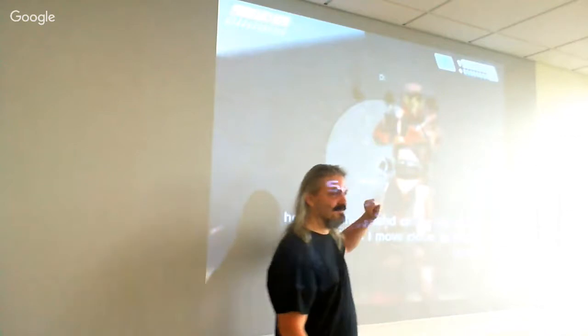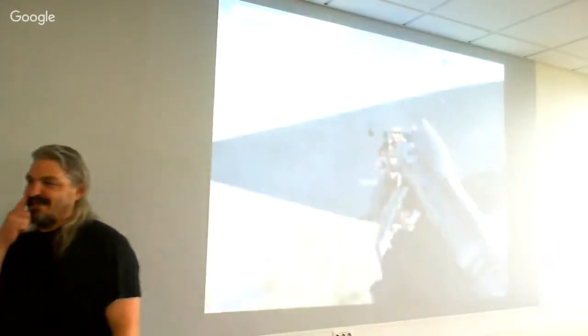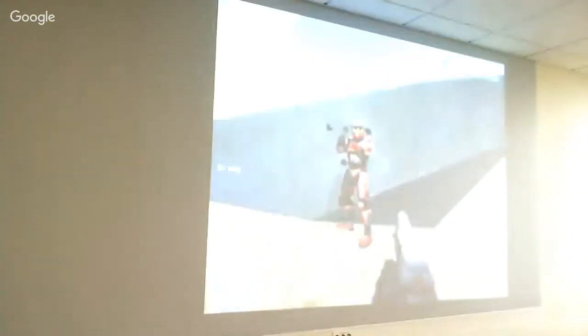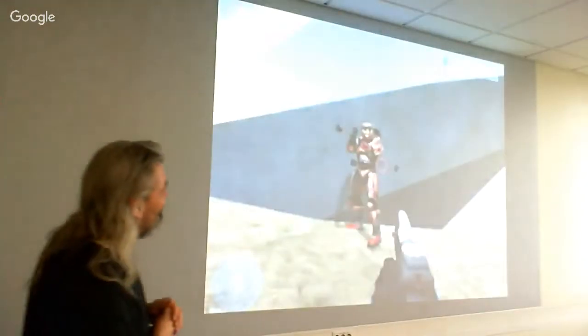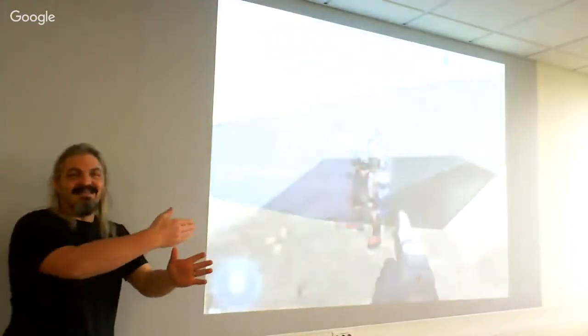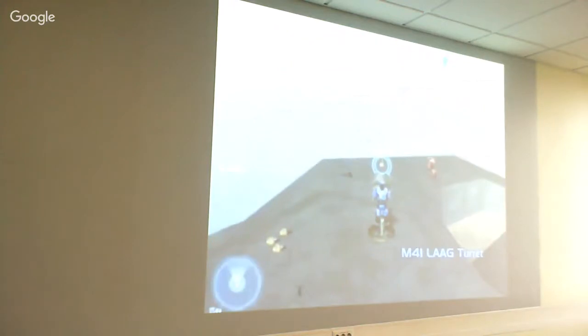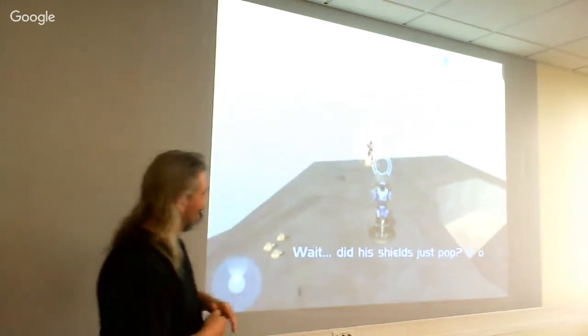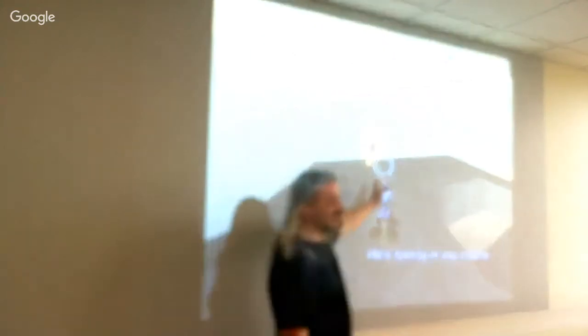And so what Halo did is, even though I'm not actually aiming at him, if I am far enough away, it will shoot right in the center. But when I get close, I'm completely missing him, but now I'm going to hit him because my bullet gets magnetized in, because it knows that the player's trying to shoot the bad guy. And yes, the shield's popped even though he's completely missing.